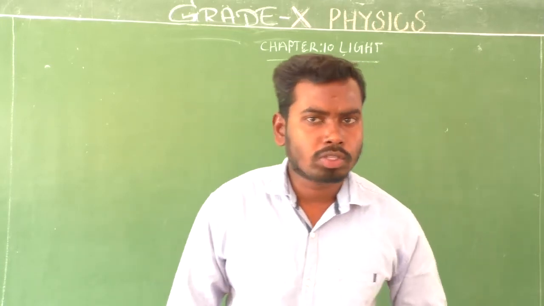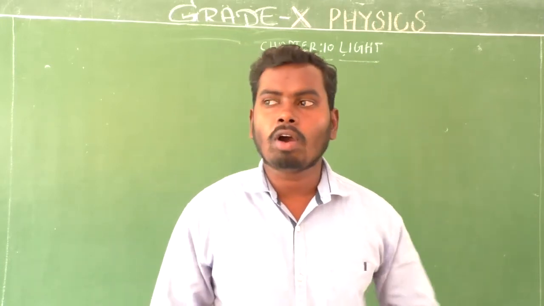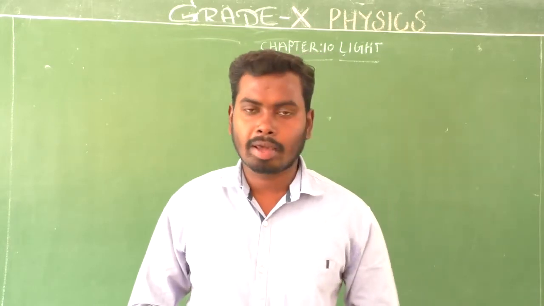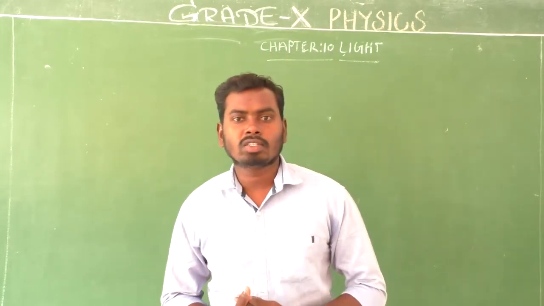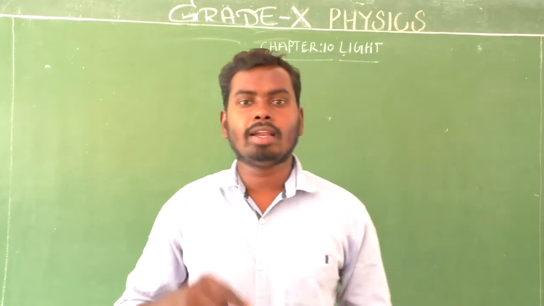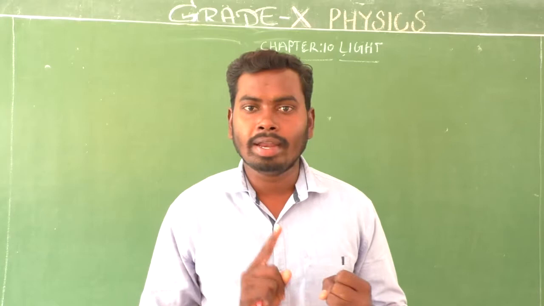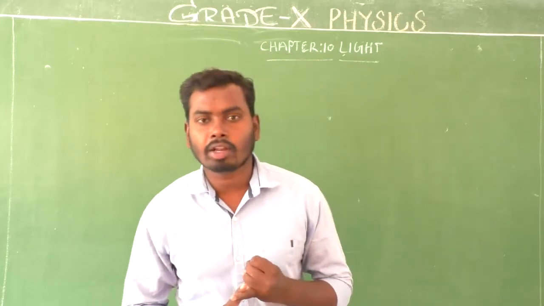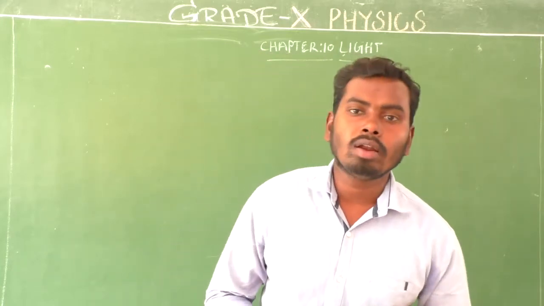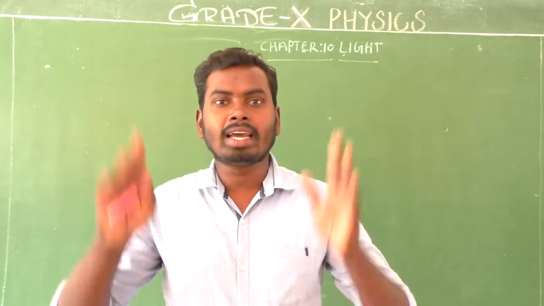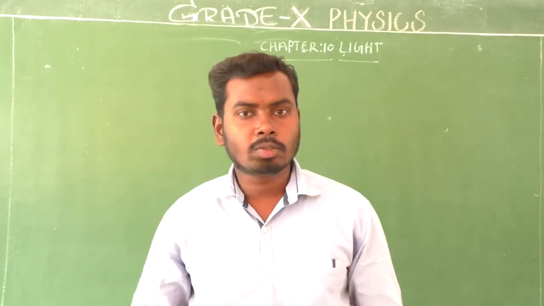Last class we have seen the factors affecting the focal length of spherical lenses. So what are the factors which affect the focal length of spherical lenses? First one is the refractive index. And the second one is the curvature of the spherical lenses.